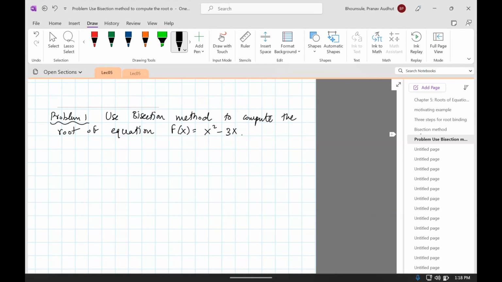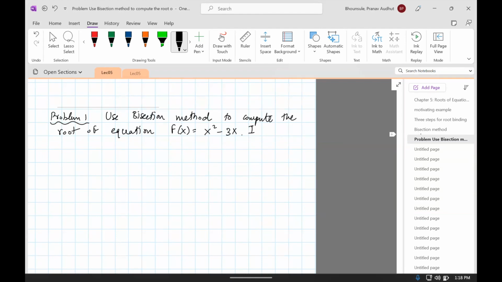Now, I intentionally gave you an easy example, something for which we can easily find the solution. So what are the roots? 0 and 3. If you put 0, you get 0, f of x is 0. If you put 3, you get 3 squared minus 9, which is 9 minus 9, which is 0. So we know 0 and 3. But it's just a simple example so you'll understand how this works.